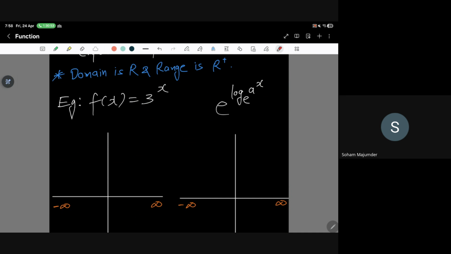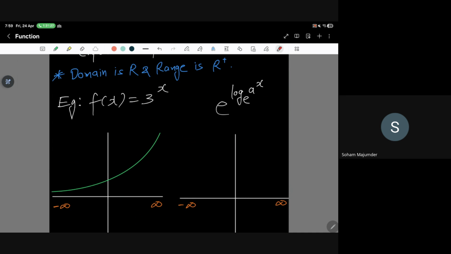If we go from minus infinity to plus infinity, we are increasing the value of x, right? You can take the basic example. 3 to the power 2 is 9. If we take 3 to the power 5, it is 243. So when you increase the power, the value of the overall function will increase. So the graph of the function will be like this.